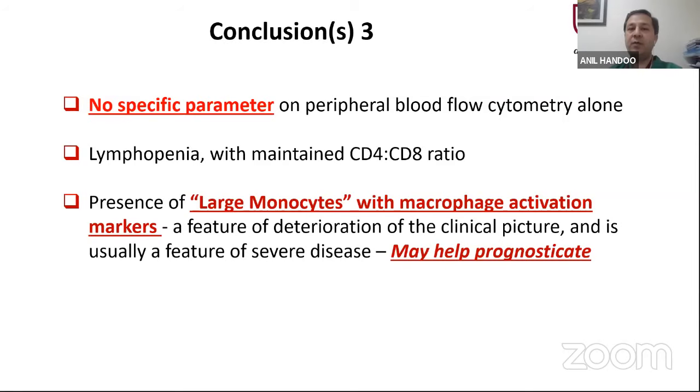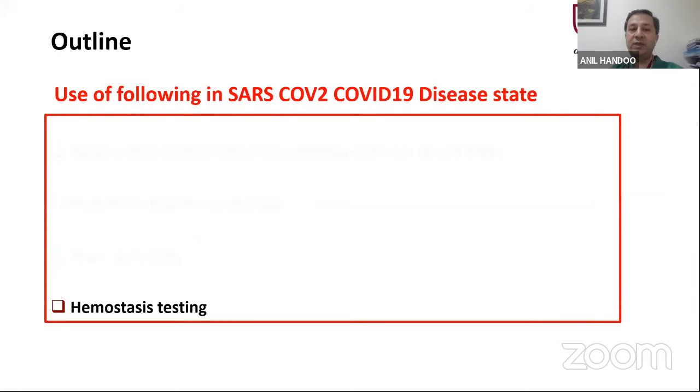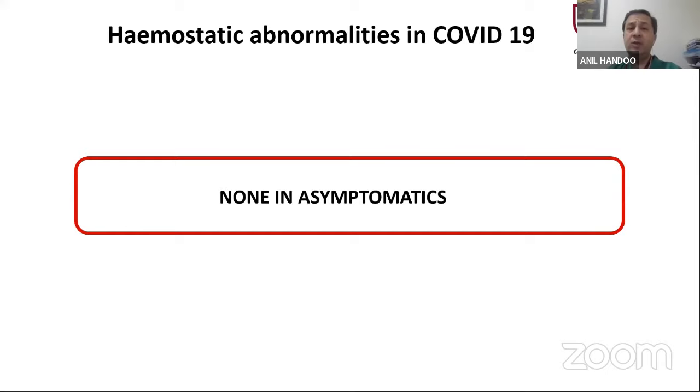I come to the last part of my presentation, which is about hemostasis testing. So if we look at hemostasis abnormalities in COVID-19, in patients who are asymptomatic, you will be able to find nothing at all. They are absolutely normal, with absolutely normal symptomatology and absolutely normal hemostatic profiles.